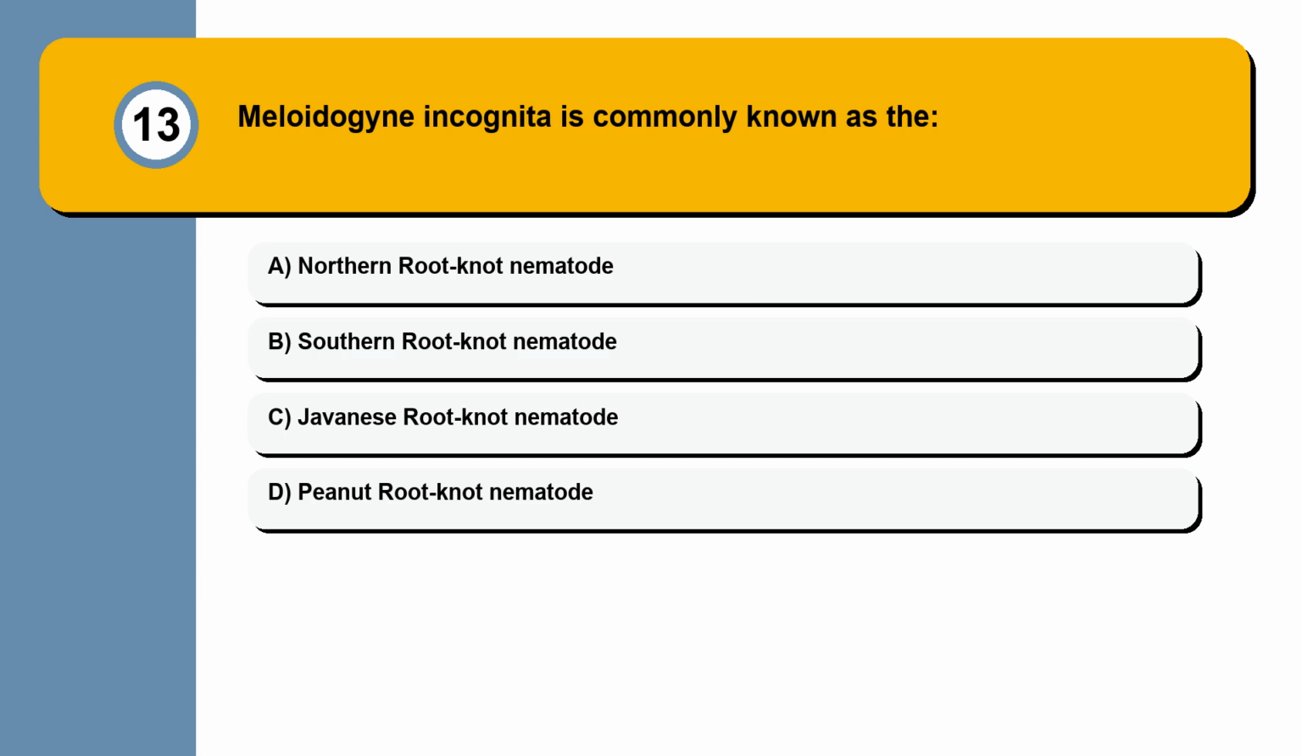Question 13. Meloidogyne incognita is commonly known as the northern root knot nematode, southern root knot nematode, Javanese root knot nematode, peanut root knot nematode.